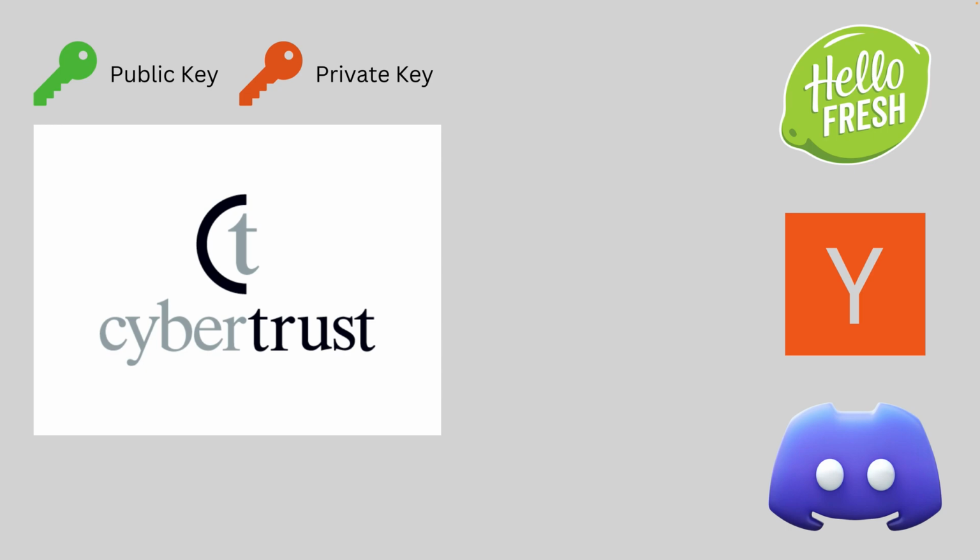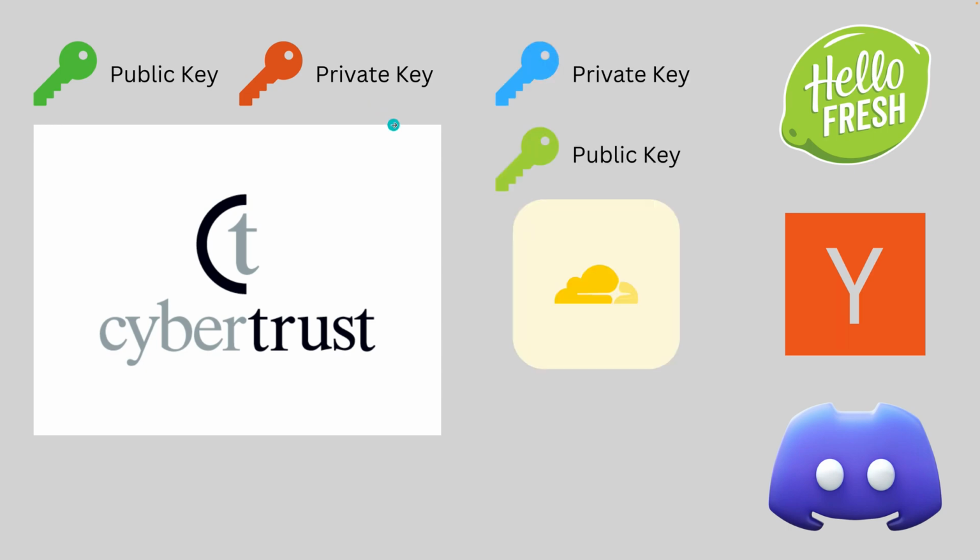Well, we have an intermediate certificate authority. Now, Cloudflare is an intermediate certificate authority for Cyber Trust. So instead of HelloFresh reaching out to the certificate authority itself, it reaches out to the intermediate certificate authority, and it goes through the exact same process that we have just outlined. And then the intermediate certificate authority reaches out to Cyber Trust, which is the actual trusted certificate authority, and it goes through the exact same process. So what we end up with is a chain of certificates.